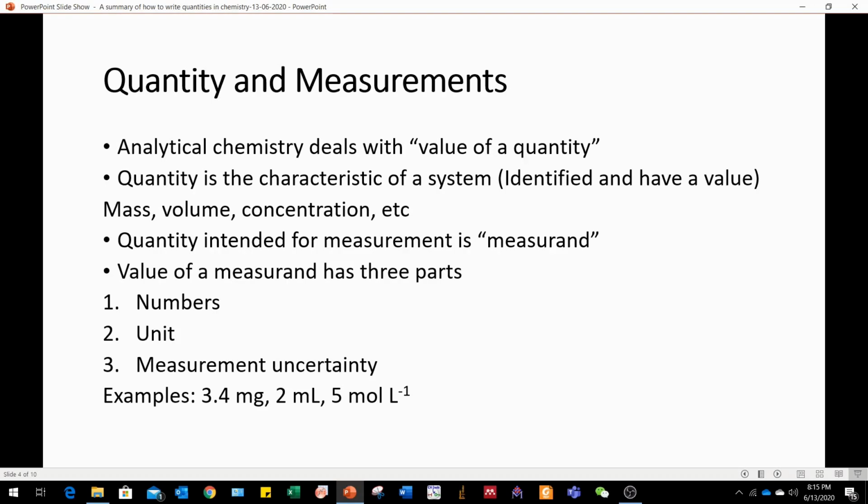When there is an intention to measure a quantity, that quantity is called a measurand. A measurand can be divided into three parts for expressing it in a perfect scientific way. The first is numbers. The second is the unit of that quantity, and the third is the expression of uncertainty during your experiments. For example, in 3.4 milligram, 3.4 is the number and the unit is milligram.